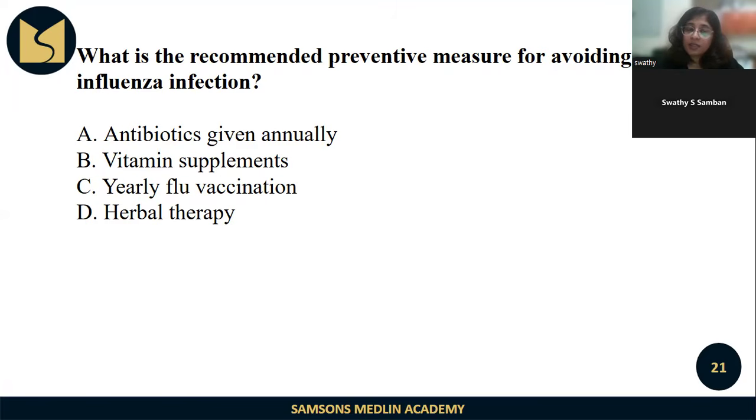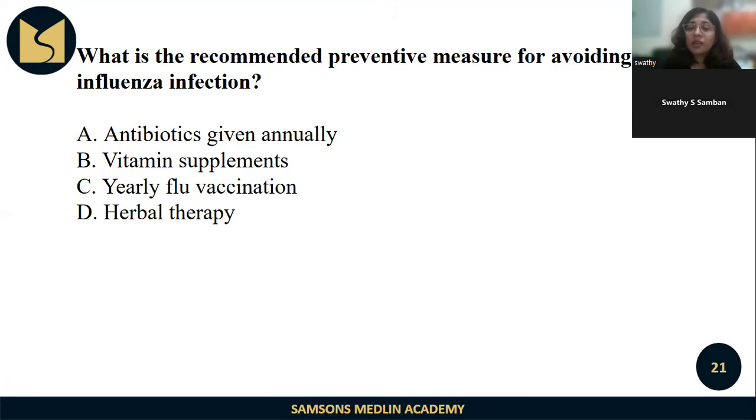From these options, influenza is a viral infection, so definitely not option A. Antibiotics cannot be given for any viral infection. That option we can completely avoid. Next, we have vitamin supplements. Yes, vitamin supplements will improve our immunity and help us to prevent infections. But should we go with vitamin supplements? No, we need to look into the full options. We need to go through each of the options. Option C is yearly flu vaccines, and option D is herbal therapy.